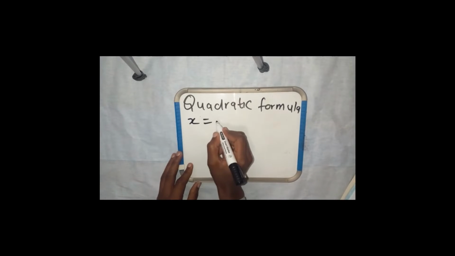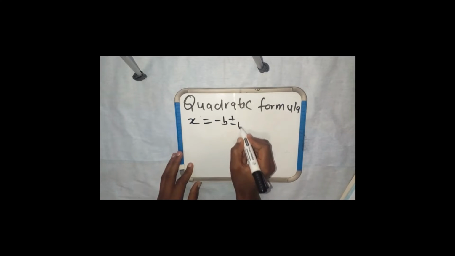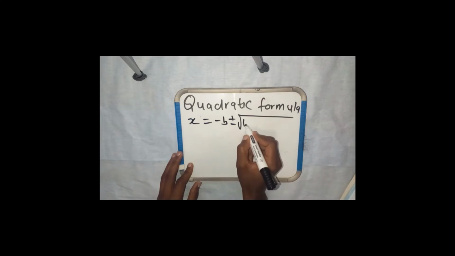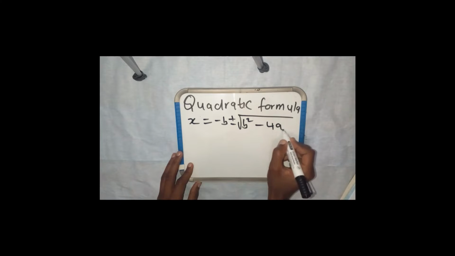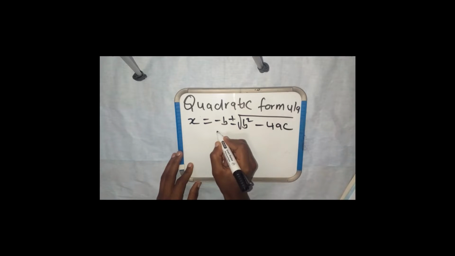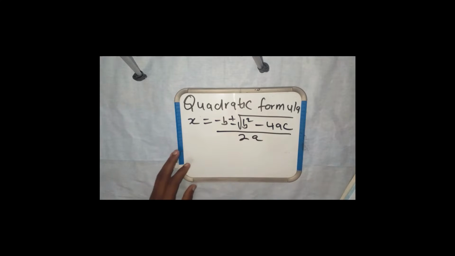x is equals to negative b plus or minus roots b squared minus 4ac all over 2a. Right. You need to understand one thing.